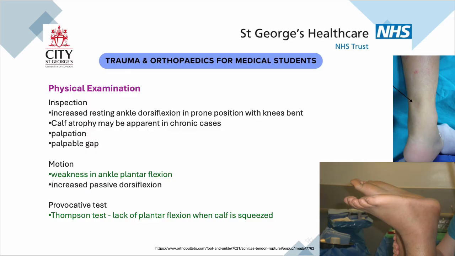The clinical examination is fairly classic. There is increased dorsiflexion of the ankle in the prone position with the knees bent. There will be typically a palpable gap in the Achilles tendon, which may be tender, and they will have weakness in plantar flexion and often increased passive dorsiflexion. There is the Thompson test, also called the Simmonds test, which is a lack of plantar flexion when the calf is squeezed.